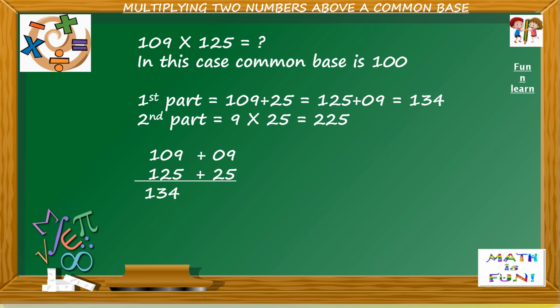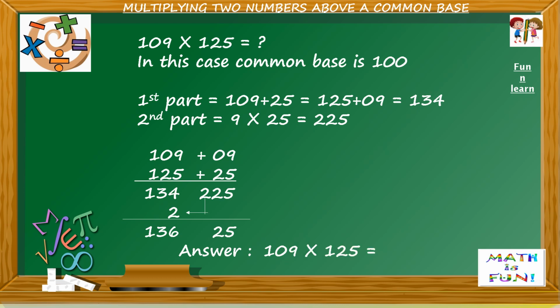As the second part is 225, which is above common base 100, from the second part, 2 will be added to the first part. So the first part will become 134 plus 2 is equal to 136 and second part will become 25. So answer for 109 into 125 will be equal to 13625.